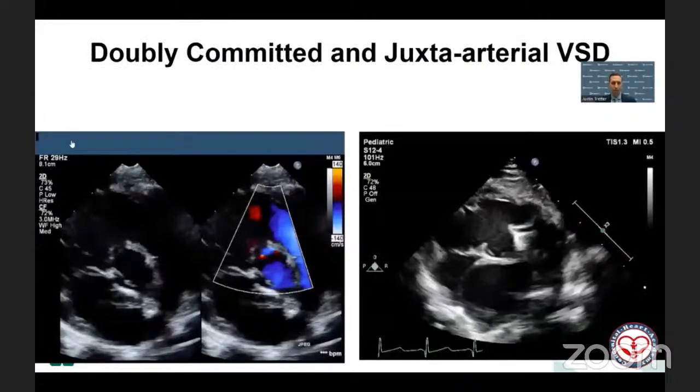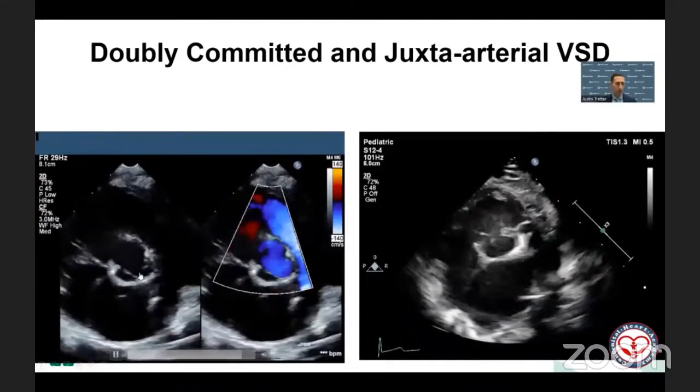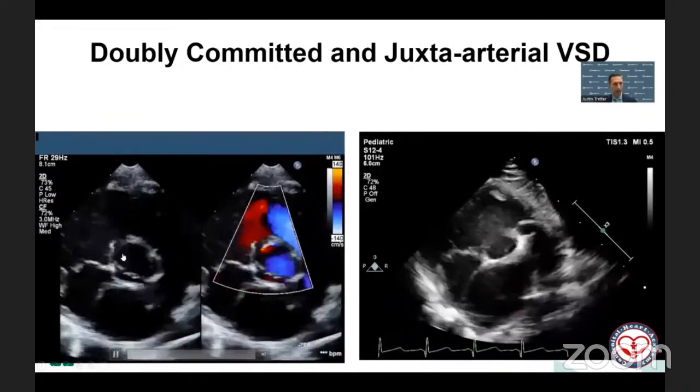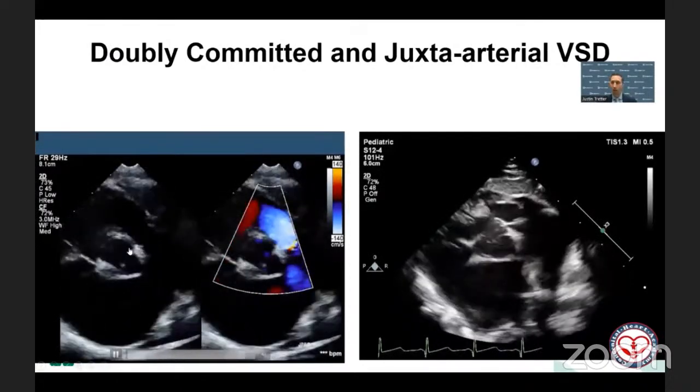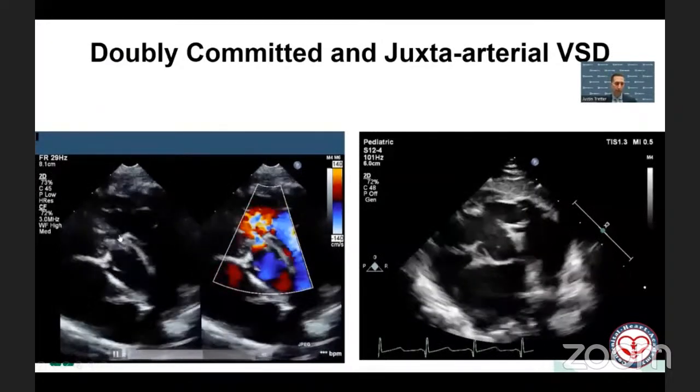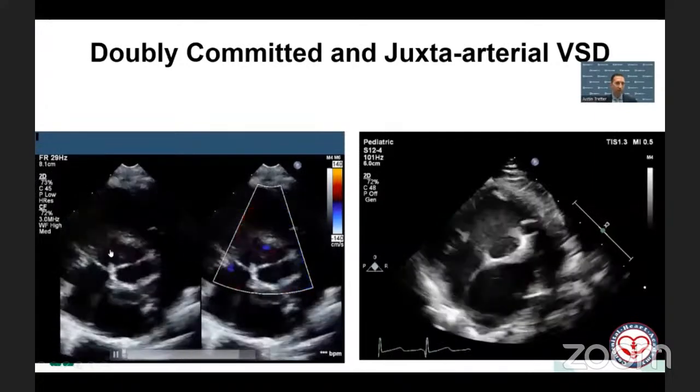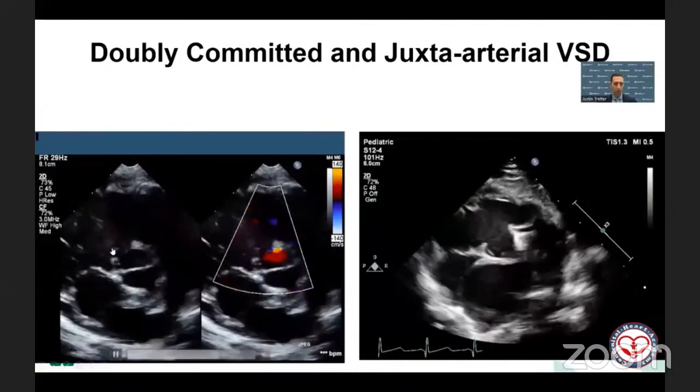This is a patient with a doubly committed and juxta-arterial ventriculoseptal defect. So again, which by default opens into the outlet of the right ventricle. To define defects that open into the outlet, best defined by parasternal short axis imaging. And so this, if we again think of the clock face, here is the aortic root. The defect is at 12 o'clock, just like that muscular outlet defect.